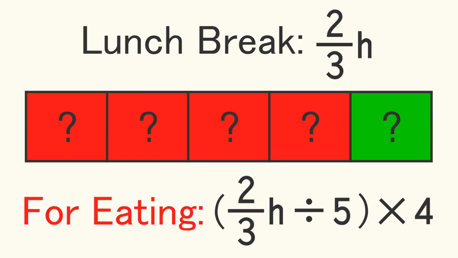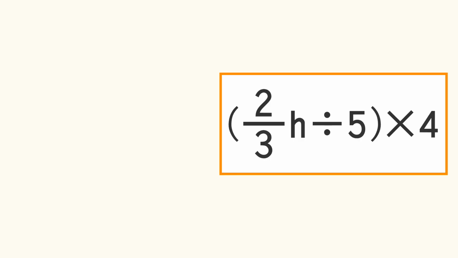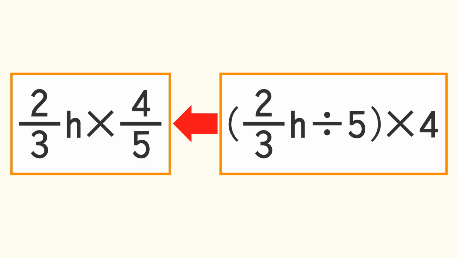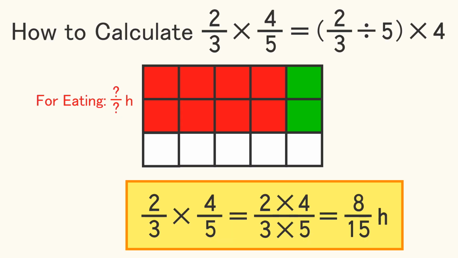Up until now, we've used a diagram to think about the expression 2/3 divided by 5 multiplied by 4. However, we now know that by using the equivalence rule, we can rewrite this expression as 2/3 multiplied by 4/5. And by combining this rewrite with our diagram-based thinking, we can see that 2/3 multiplied by 4/5 equals 2 multiplied by 4 over 3 multiplied by 5 equals 8/15.